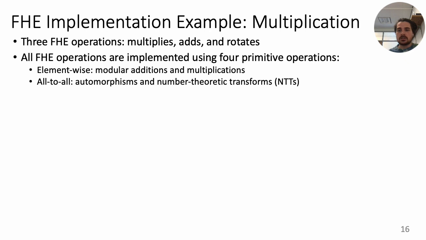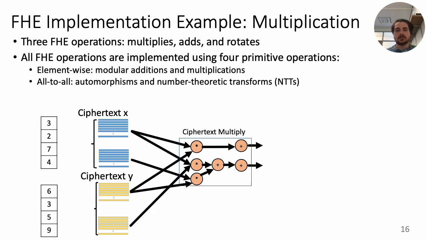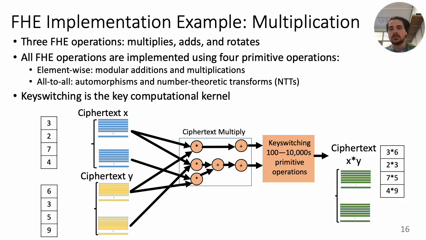All FHE operations can be implemented using these four primitives. The illustration here shows the primitive operations we must apply to implement a ciphertext multiplication of ciphertexts x and y. To finish the operation, we must also key switch these results.